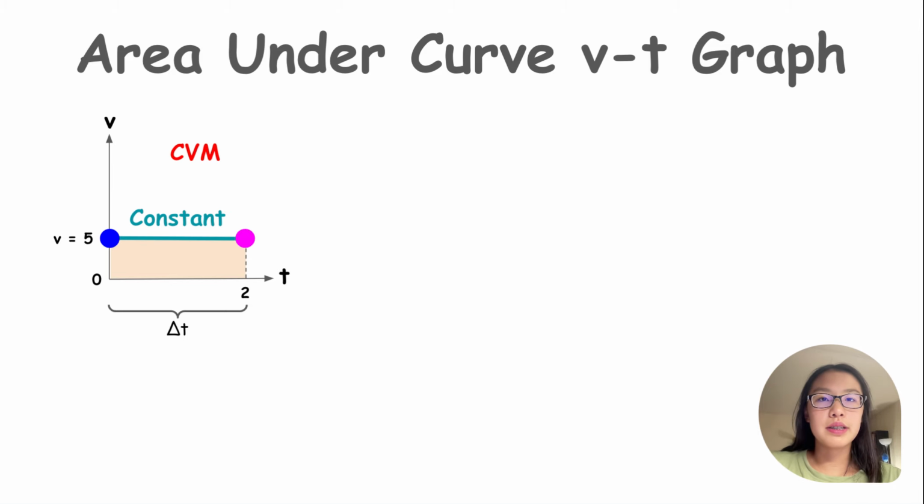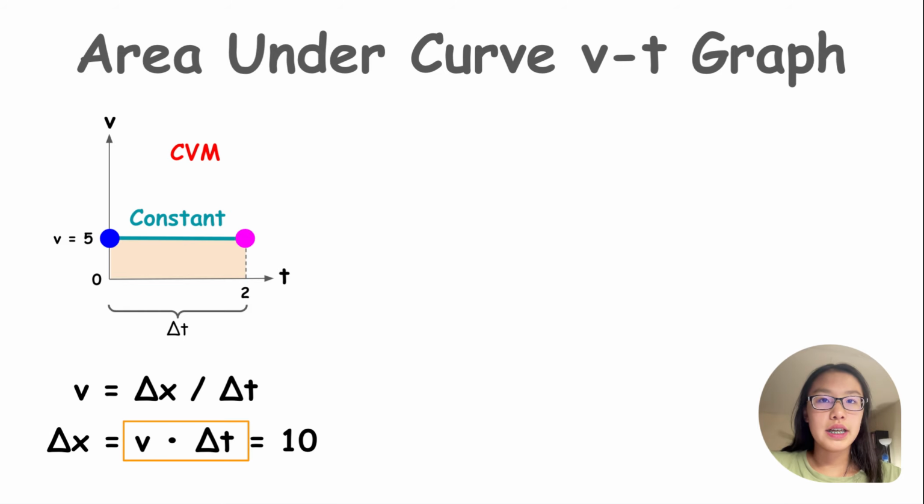What does v times delta t represent? If we recall the definition of velocity, v equals delta x over delta t. So v times delta t, or the area under curve, is actually delta x. Remember, you can call delta x the change of position or displacement.